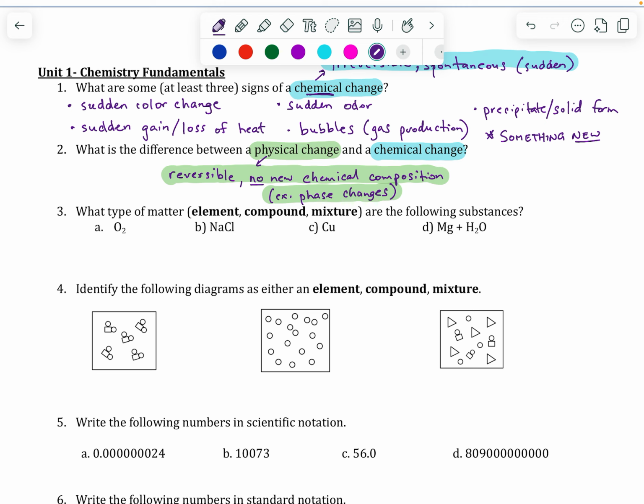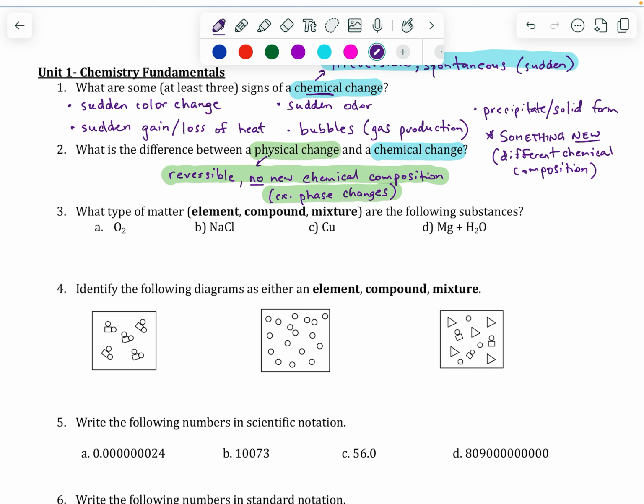but the major thing to remember is that there is nothing new changing, where there was new, or I should say different chemical composition. So the identity of the chemical formulas and the elements that are bonding together are different. So different chemical composition. That tells you something new is being formed, something that wasn't there prior.